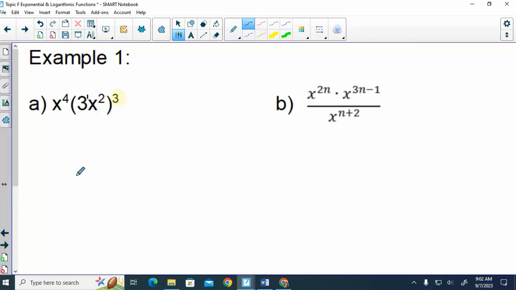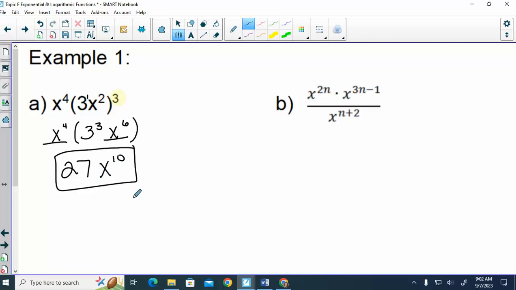This is currently like a 3 to the first. It's a power to a power, so you multiply those exponents. So it becomes a 3 to the third, x to the 6th. Okay, what is 3 to the third? And these, the x's, are both written, so what do we do with the exponents? 27x to the 10th.